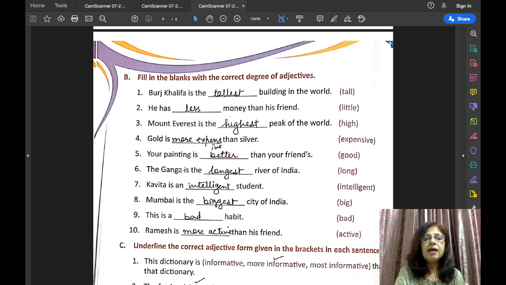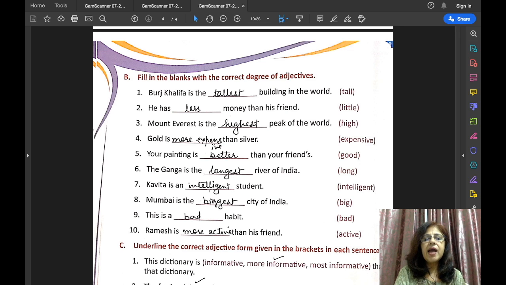Sixth, the Ganga is the dash river of India. There are so many rivers in India, so the comparison is more than 2. So we will use the superlative degree, and again you can see the article is written here. We know that the article is always used with the superlative degree. So the Ganga is the longest river of India.